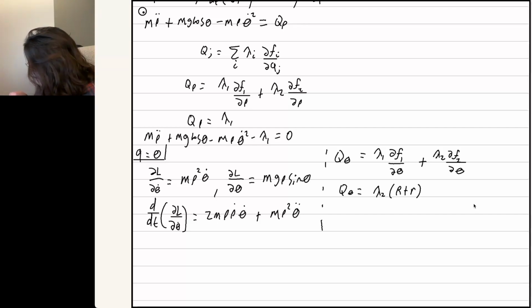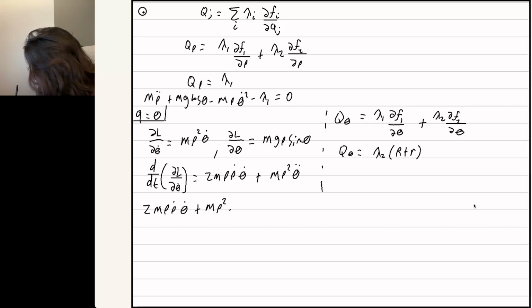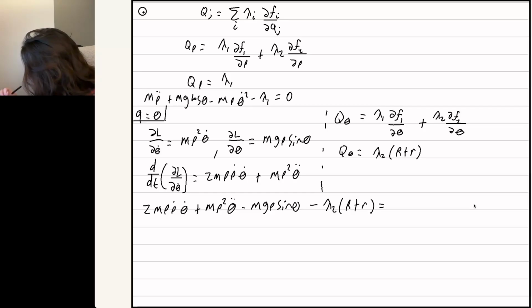Cool. Let's throw that into the mix. So we have a Euler-Lagrange equation that will read 2m rho dot theta dot plus m rho squared theta double dot minus mg rho sine theta minus lambda 2 (r plus r) is equal to 0. All right.